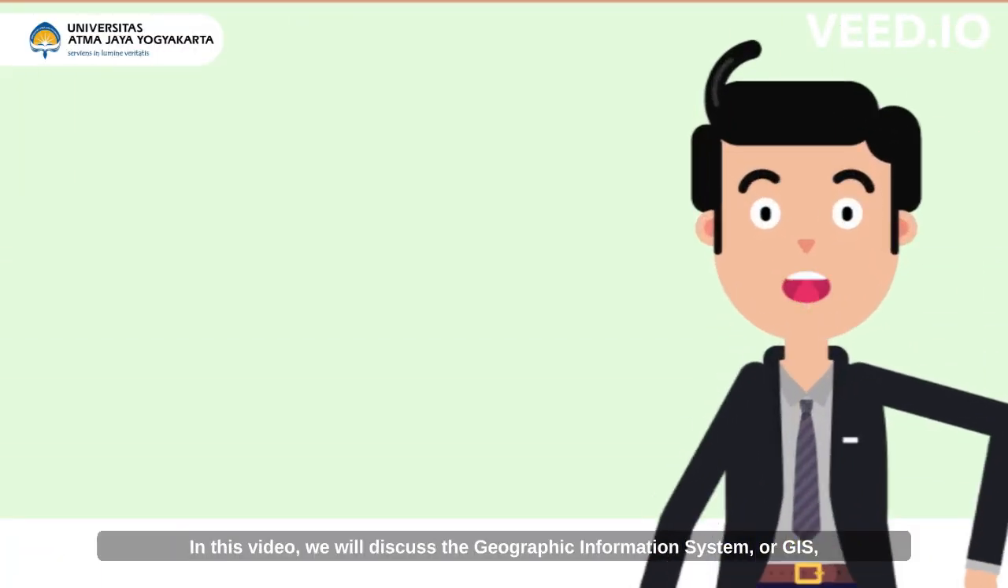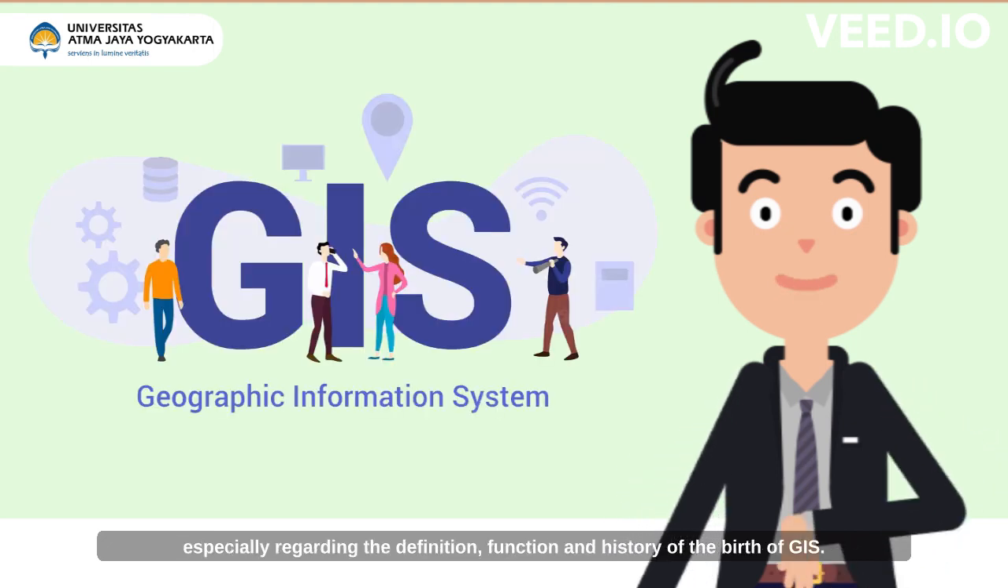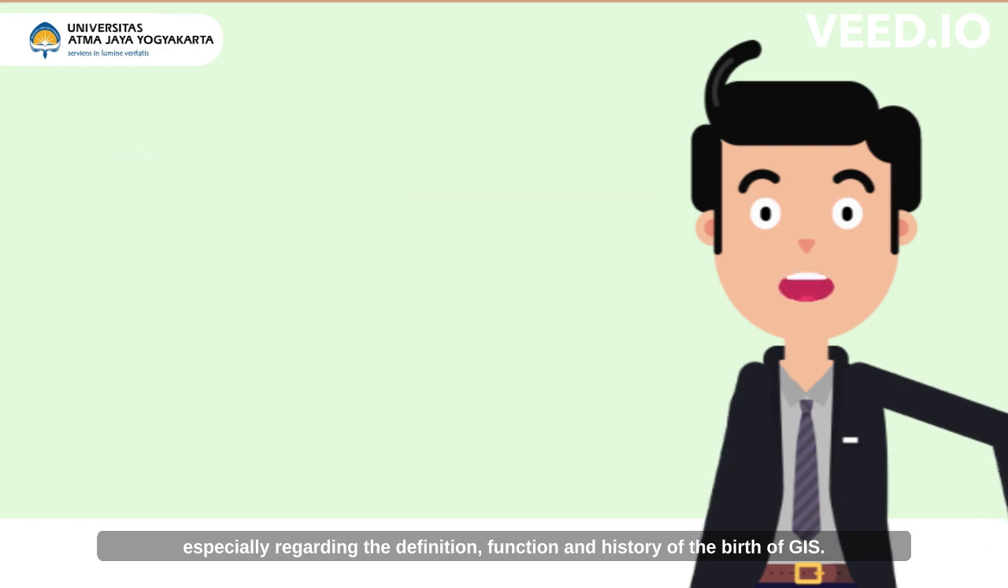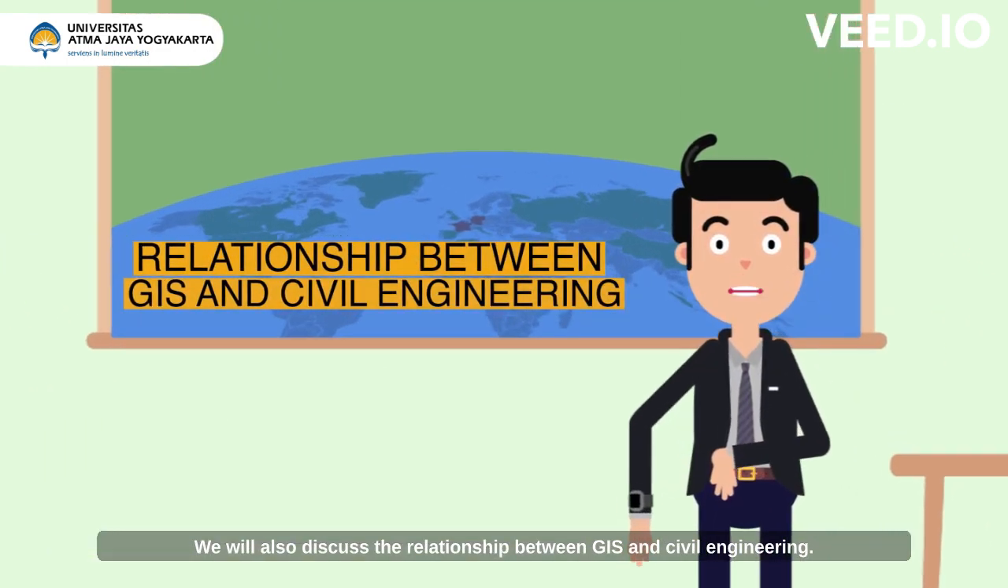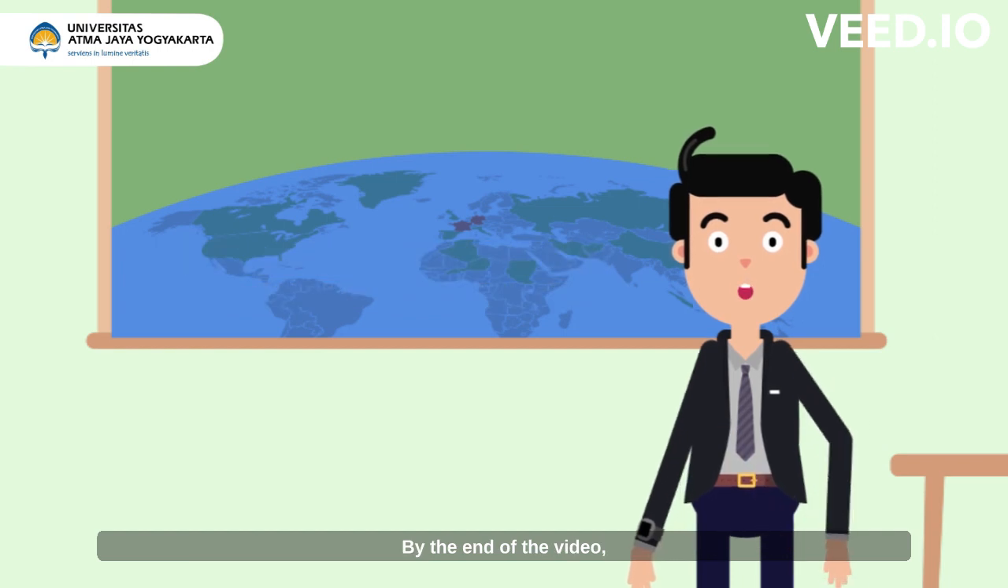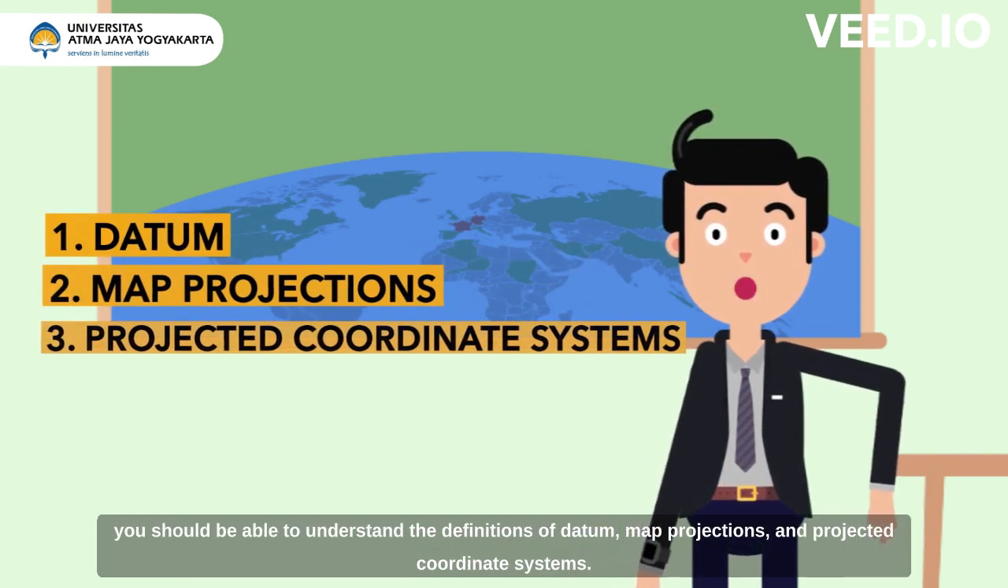In this video, we will discuss the Geographic Information System or GIS, especially regarding the definition, function, and history of the birth of GIS. We will also discuss the relationship between GIS and civil engineering. By the end of the video, you should be able to understand the definitions of datum, map projections, and projected coordinate systems.